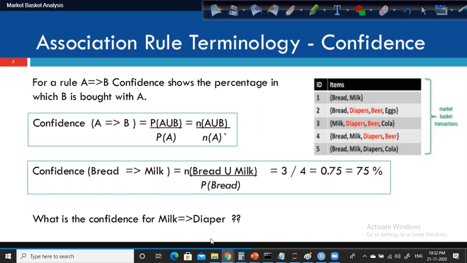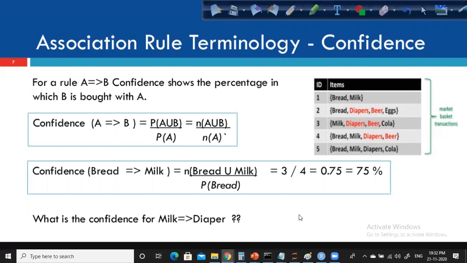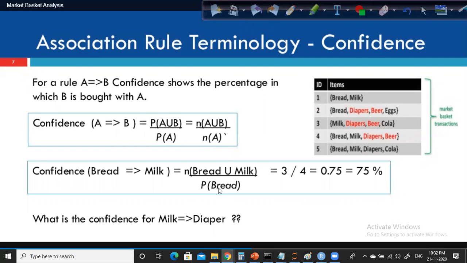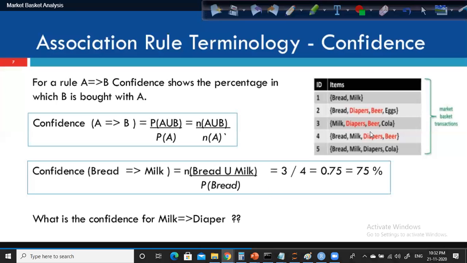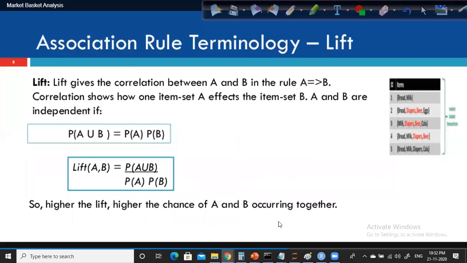Now you tell me what is the confidence for milk and diaper? Deepak, Rishik, Rajesh, why don't you tell me? Whenever they purchase milk, they also purchase diaper. Use the same thing. The milk and diaper, how many transactions are there? 3 times, right? And diaper, how many times are there? Here also 4, right? 3 divided by 4, hence 75%.